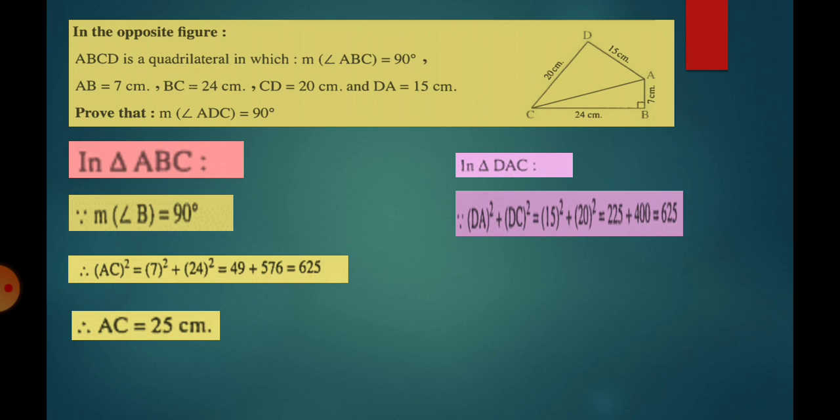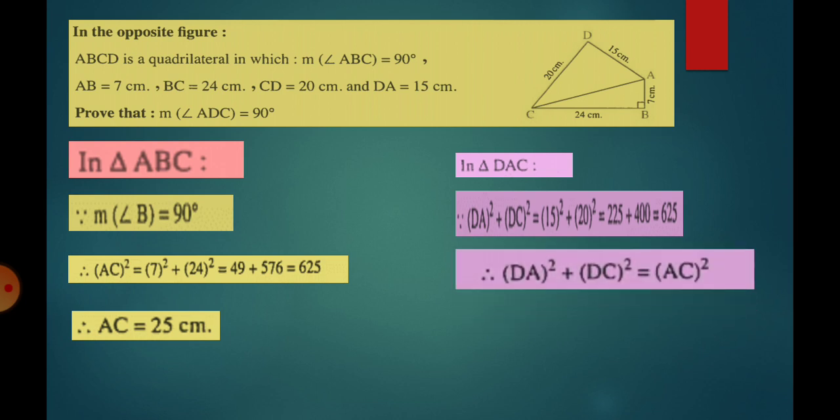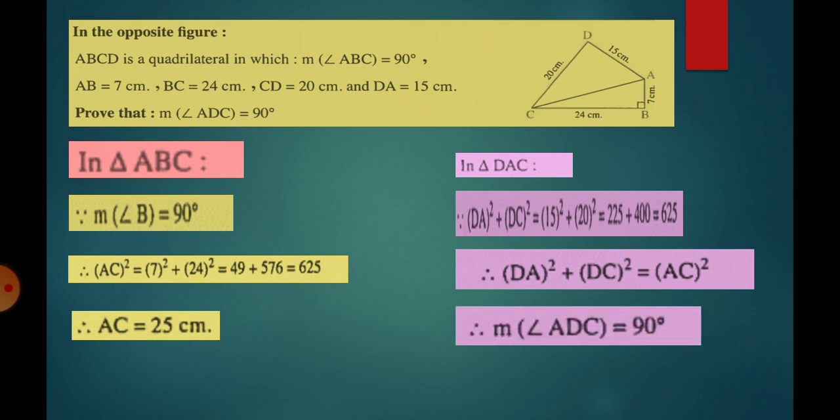Look at here. The sum of AD power 2 plus DC power 2 equals 625. And the length of AC equals 25, then AC power 2 equals 25 to the power 2 equals 625. Then AC power 2 equals DC power 2 plus DA power 2. Then the angle opposite to AC is a right angle. Then the measure of ADC equals 90 degrees.